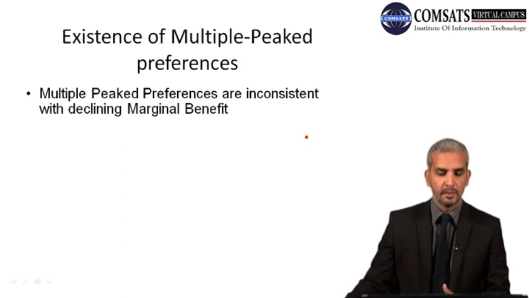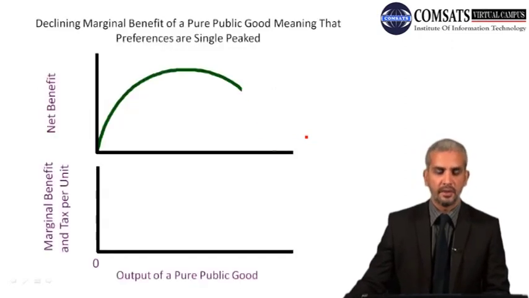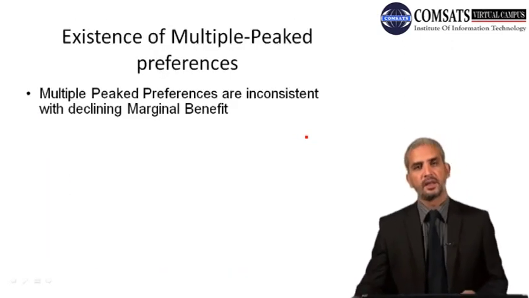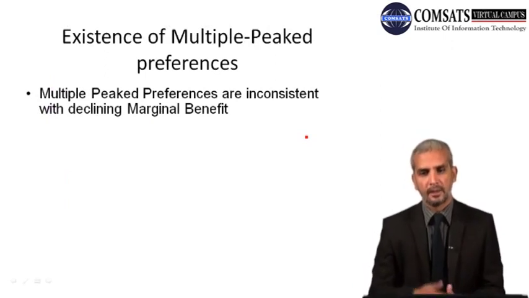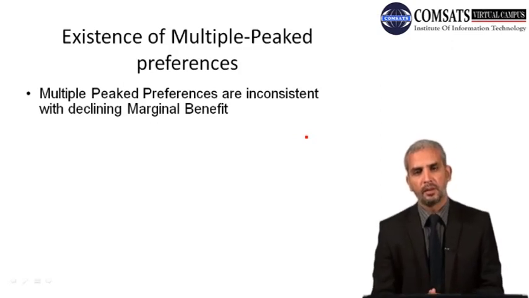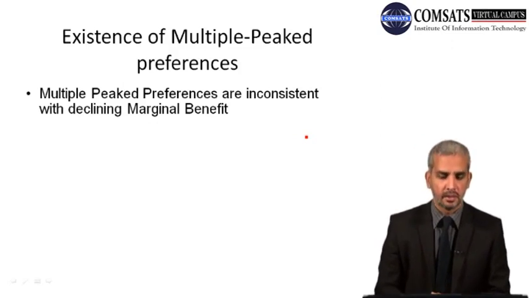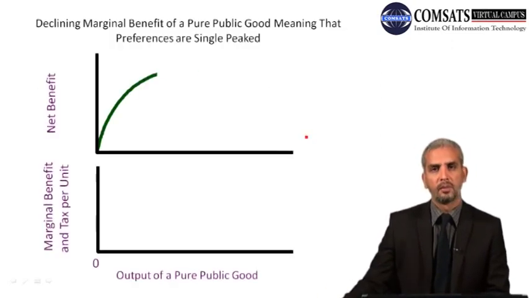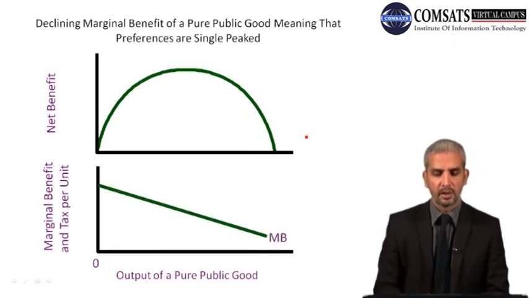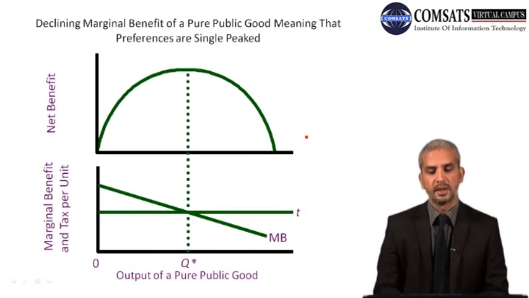Now, multiple peak preferences are actually inconsistent with the declining marginal benefit concept, because the declining marginal benefit concept represents that the marginal benefit from gaining one more unit of a public good would be less than the marginal benefit you got from the previous use of the public good. Now, declining marginal benefit of a pure public good, meaning that preferences are single peaked, is represented by this graph over here.